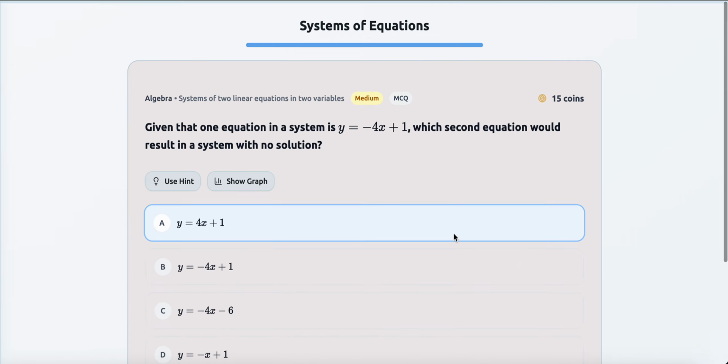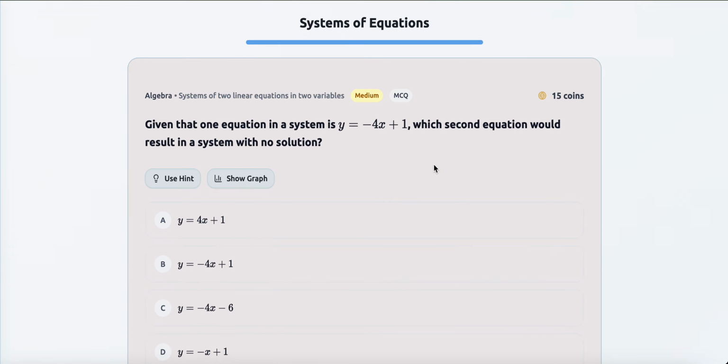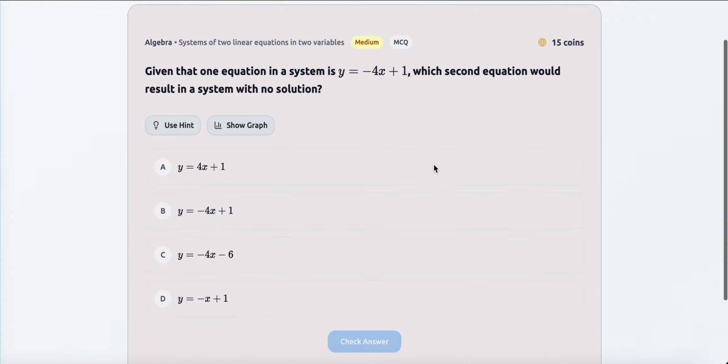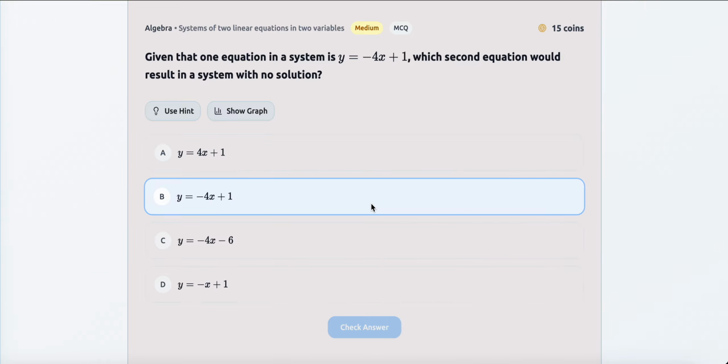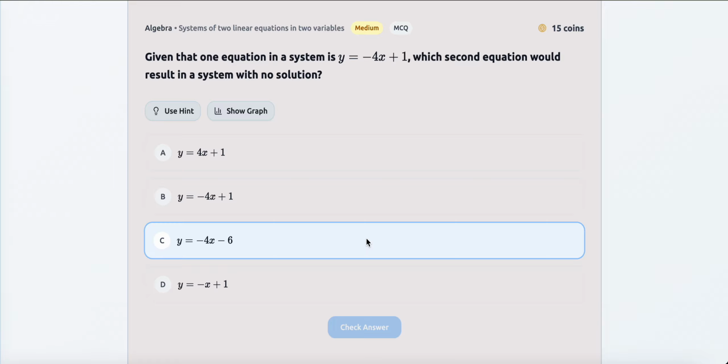Okay. Last problem, given that one equation in a system is y is equal to negative 4x plus 1, which second equation could result in a system with no solution? Well, remember that we want our other equation to have the exact same slope but a different y-intercept. So if we look at these solutions, this one has the same slope but also the same y-intercept. So this is actually the exact same equation, right? So we're not going to go with that one. We would actually go with C in this case because this equation has the same slope but the y-intercept is different. So if we were to plot these, then you would see that they are going to be parallel and there's no solution.